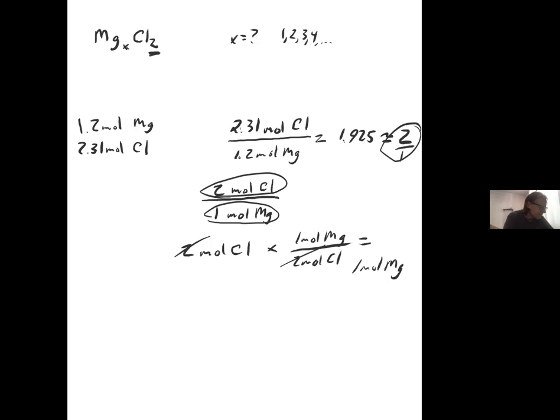So just be careful when you write the formula. Generally, we don't put a 1 in the formula. You get rid of the 1. So change it to just MgCl2, right? 1 magnesium, 2 chlorines, and there you go.